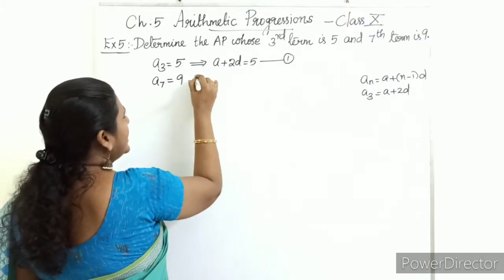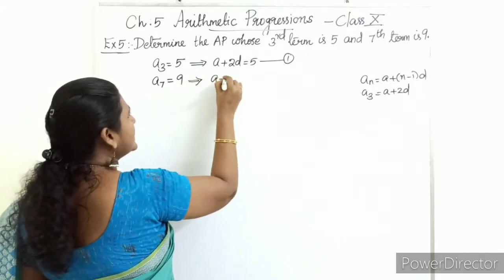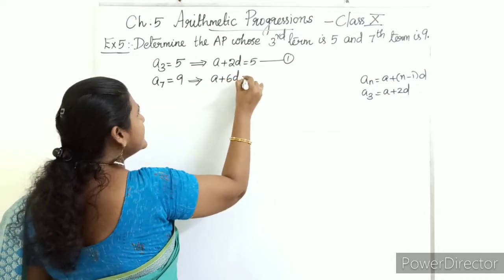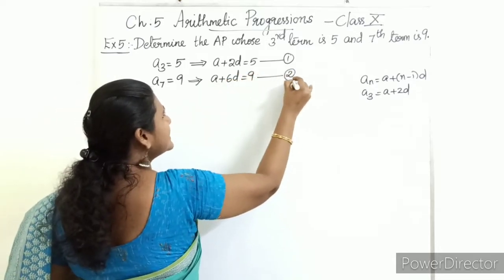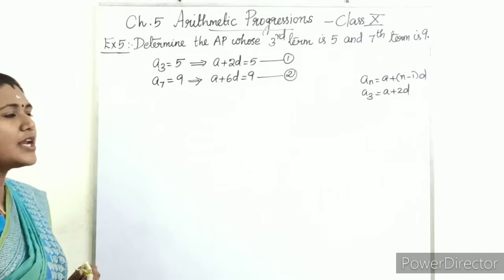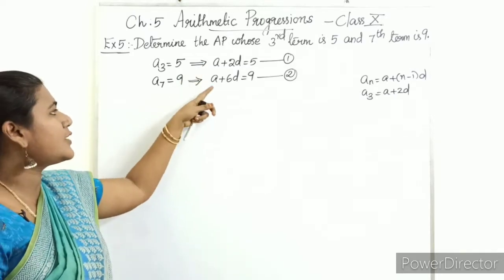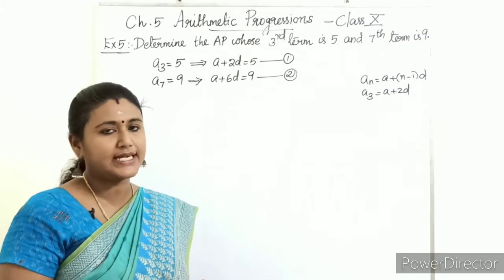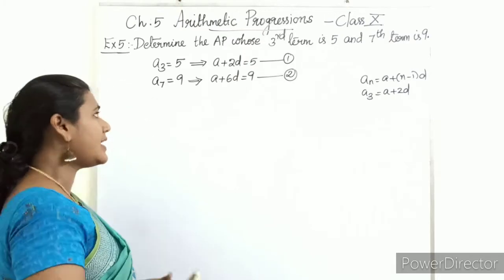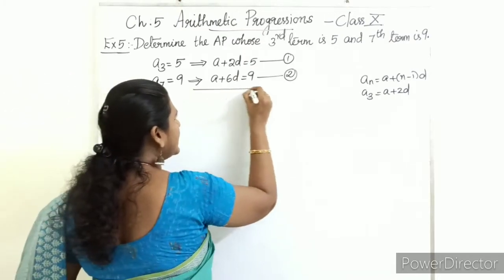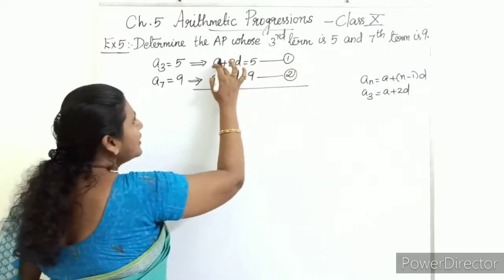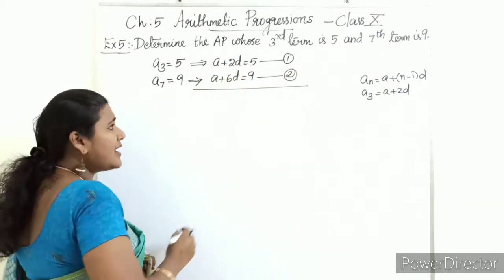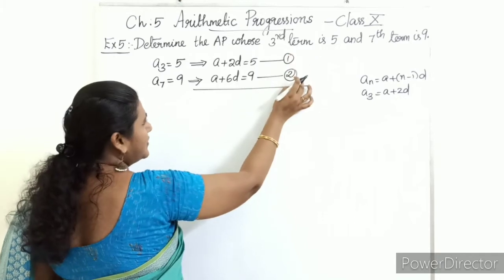Similarly, from a7 what can we write? a plus 6d is equal to 9. This is the second equation. Here if you see, we got two linear equations in a and d. Now we have to solve these to get the values of a and d. So we will use the elimination method. We are going to eliminate the variable a, so we will subtract these two equations.